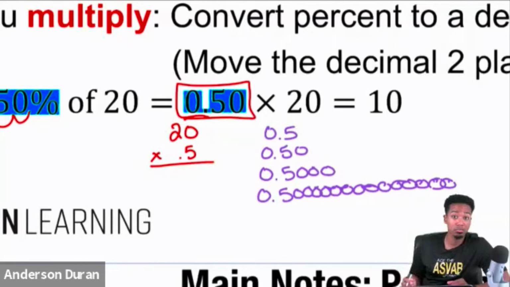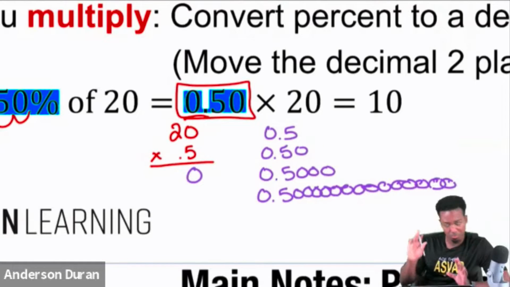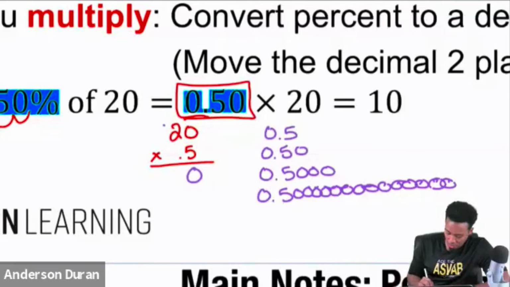Because now, when we do the math here, let's take care of it. So we have 0 multiplied by 5. That's going to be 0. Then we have 2 multiplied by 5. That's going to give me 10.